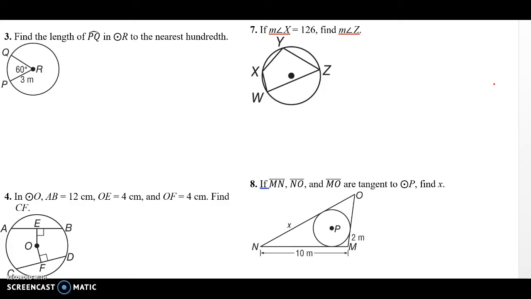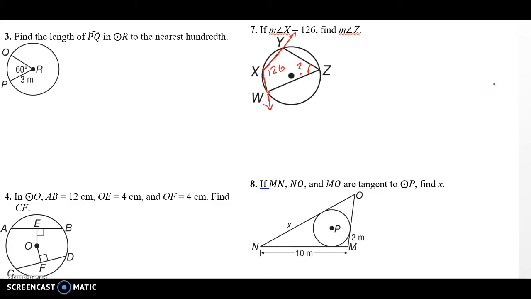Alright, number 7 says if measure of angle X is 126, find the measure of angle Z. And what we learned about these quadrilaterals inside of our circle is that the opposite angles are supplementary. I'm going to show you why that is again, because notice measure X is an inscribed angle.